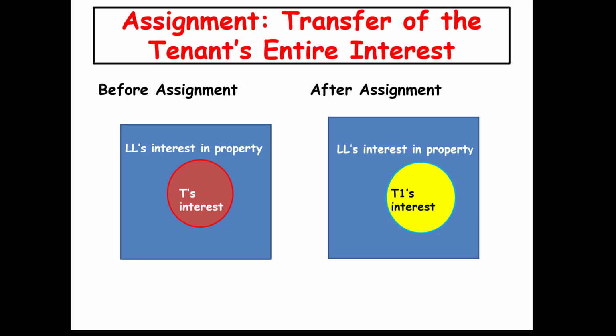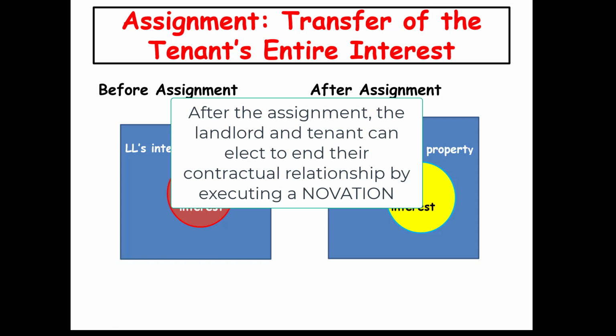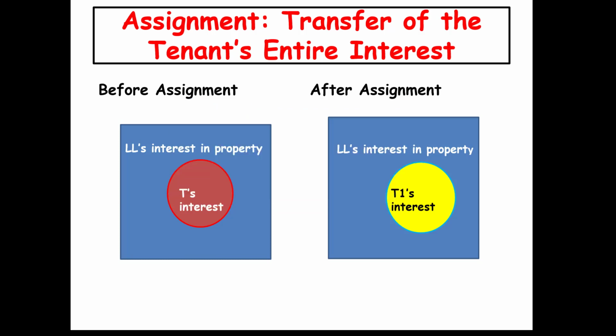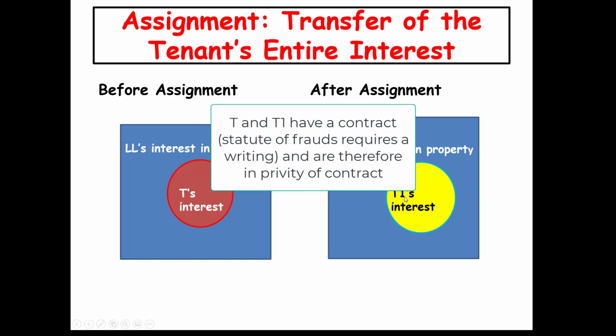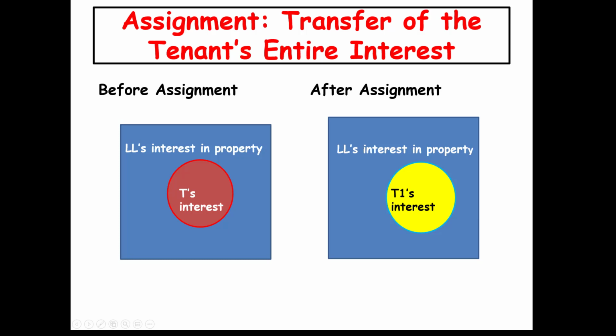However, the assignment does not affect the privity of contract between the landlord and the original tenant. The lease that the landlord and the tenant signed in the original lease creates a contractual relationship that continues to exist after the assignment. So the landlord is now in privity of estate with T1 and privity of contract with the original tenant. Now, presumably, the original tenant and the new tenant also have a contract and are thus in privity of contract with each other.